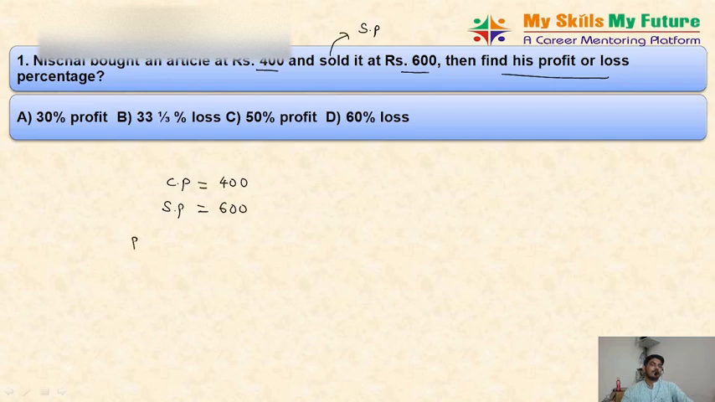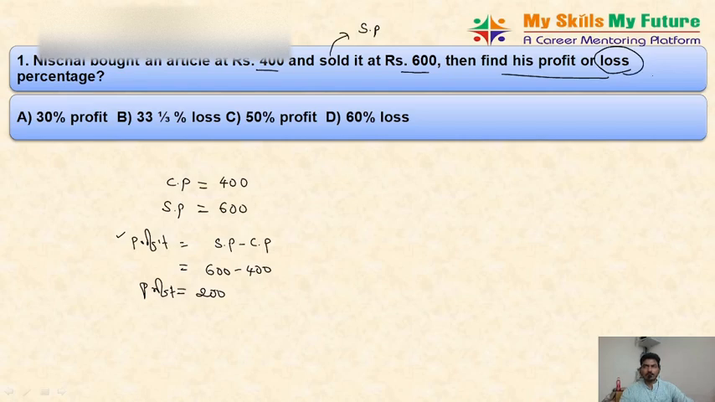What is the profit formula? We know here profit will be equal to selling price minus cost price. So that will be equal to 600 minus 400, that will be equal to 200. So the profit we are getting here is 200. Sir, why are you directly considering profit? Why have we not considered loss here? In the question loss is also present.